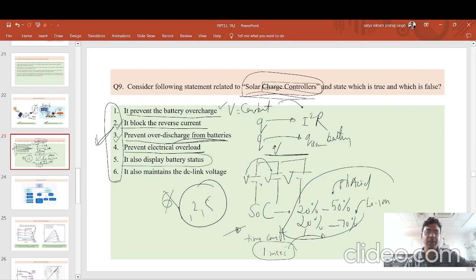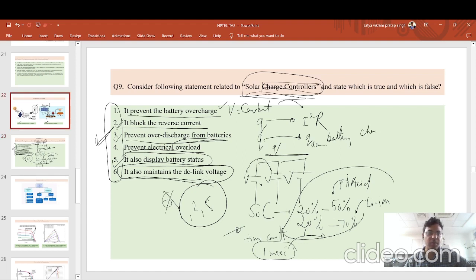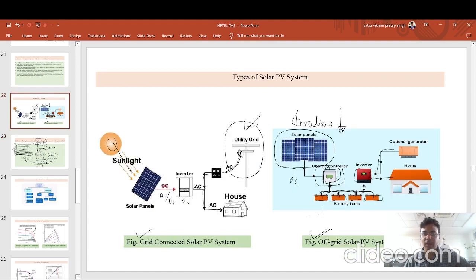It also displays battery status, that is also correct, and it also maintains the DC link voltage, that is also correct. Why? If you see this charge controller in the image itself, it is connected to the battery, and this battery is connected to a DC bus bar, and this DC bus bar is connected to the inverter, from which the DC to AC conversion happens. So for maintaining this 230 volt and 50 hertz supply, you need a constant DC voltage level at the DC link.